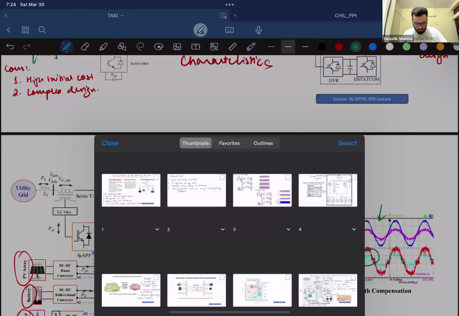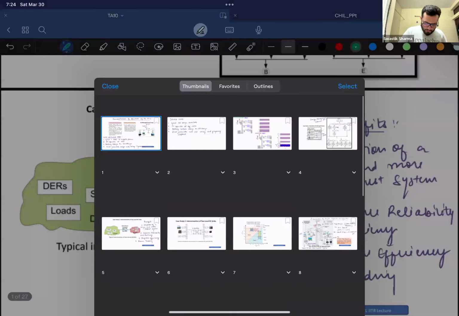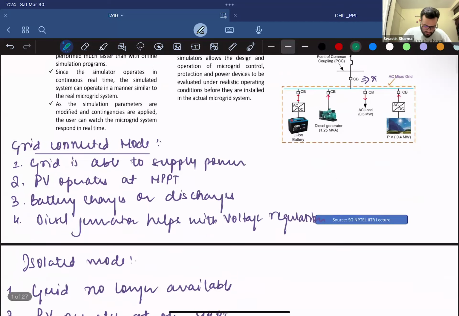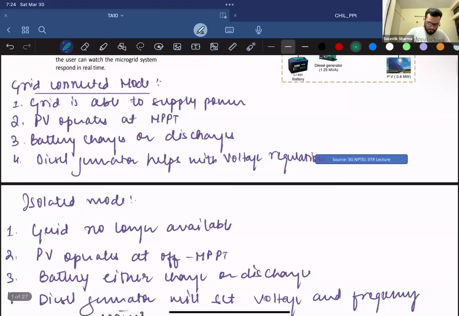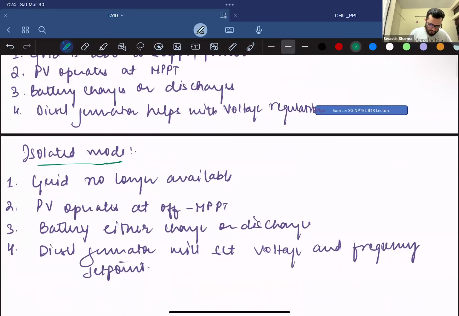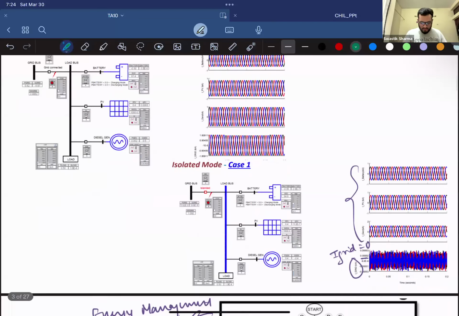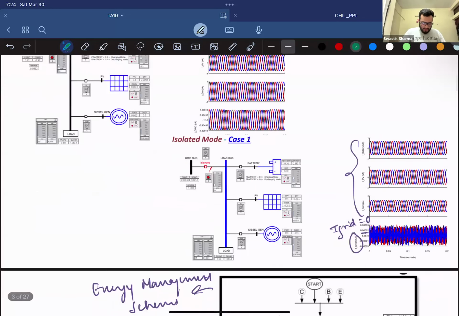Let me give you a quick overview before we move on to questions. Shibna, I hope you're paying attention. We started with a demonstration of the operation of an AC microgrid, because now we have moved on to demonstrating how all of what we have learned works in real life. We talked about what grid connected mode is, how isolated mode should behave, and then some cases, because demonstrating everything is not in my control.